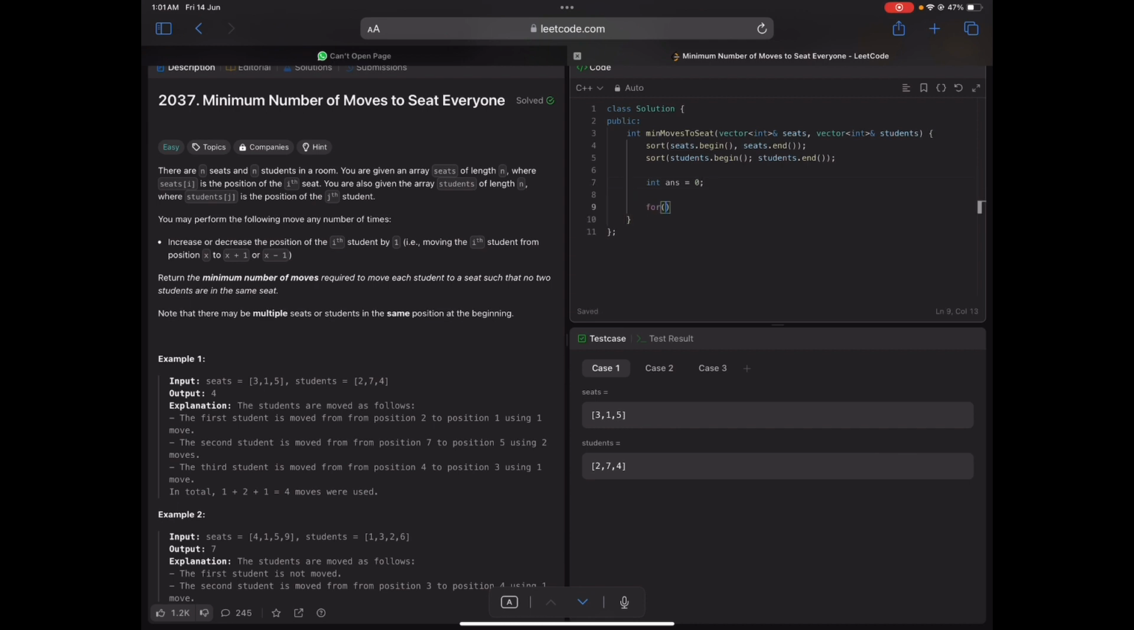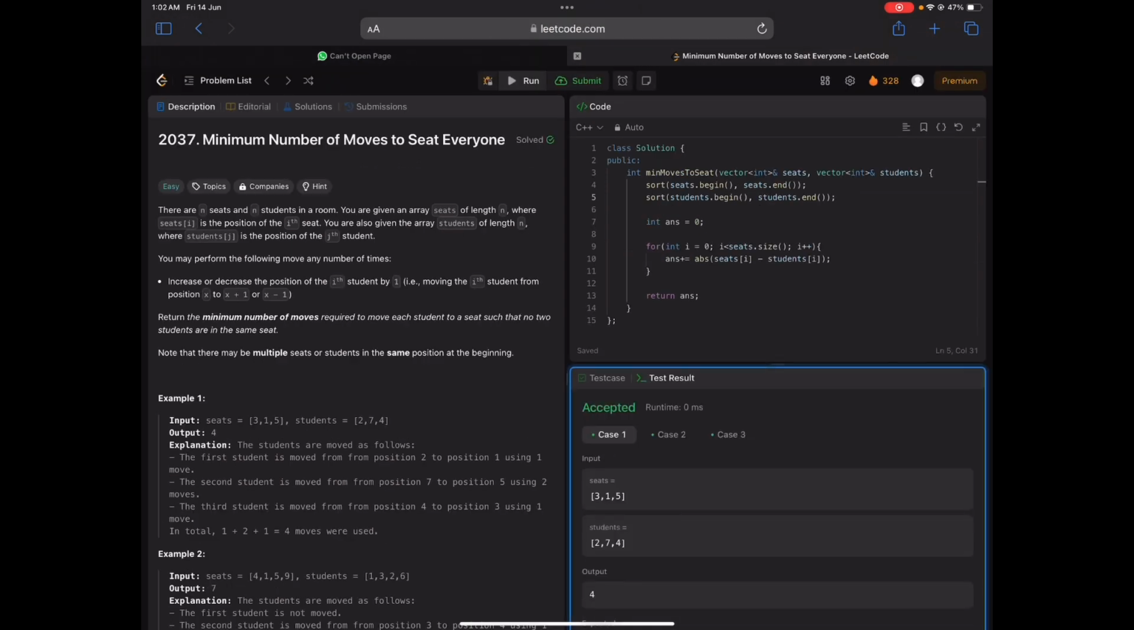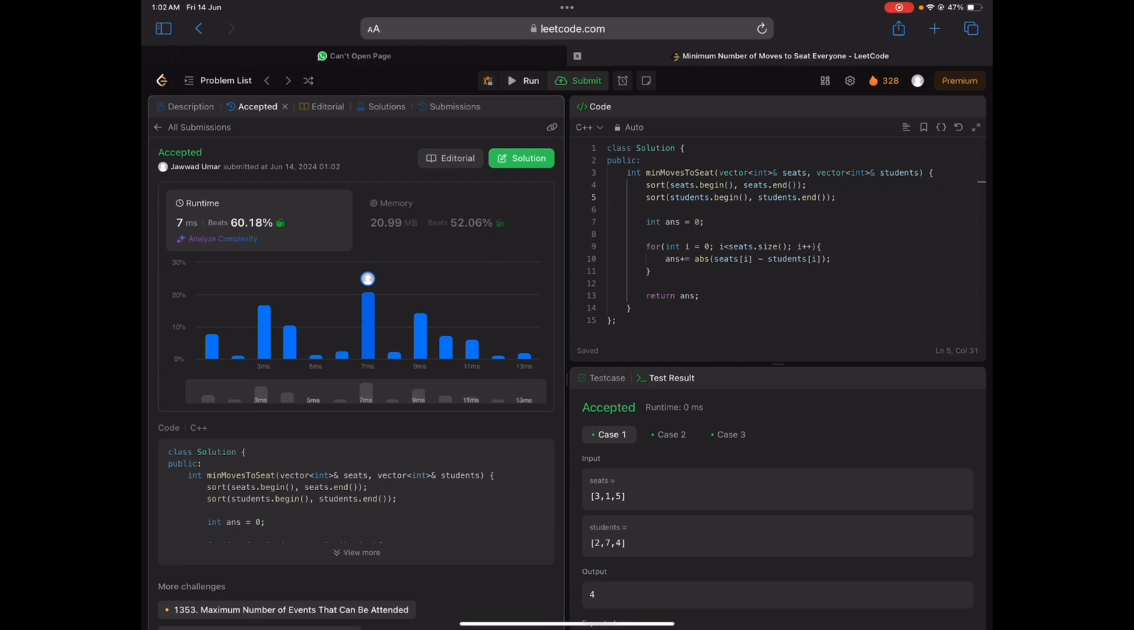And now we're going to loop till the size of the array. We can take any one of the sizes, because the size of both the arrays is the same. And after that we are going to add the absolute difference between the position of the seats and the students. After doing it for every element, we're going to return the answer. Now let's submit it. So I think that helps. Thank you.